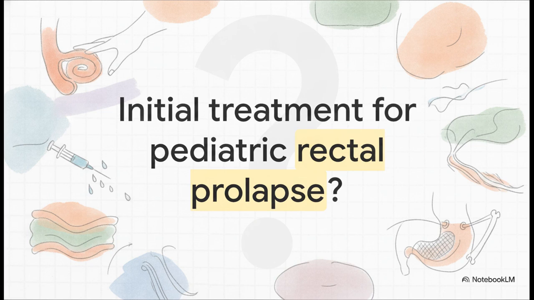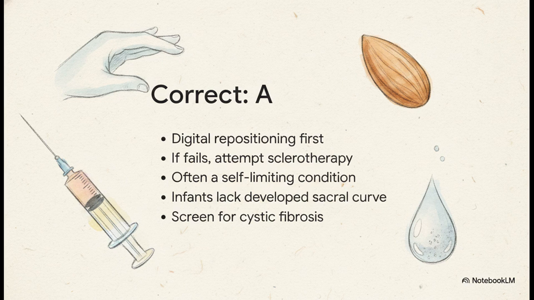Question 171. A 3-year-old child presents with a recurrent mucosal protrusion through the anus during defecation. On examination, a full-thickness concentric rectal prolapse is identified. What is the preferred initial treatment for this condition? A. Digital repositioning then sclerotherapy. B. Delorme procedure. C. Thiersch wiring, D. Rectopexy, or E. Anterior resection? Correct answer. A.